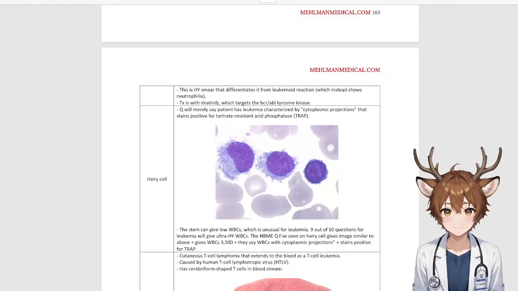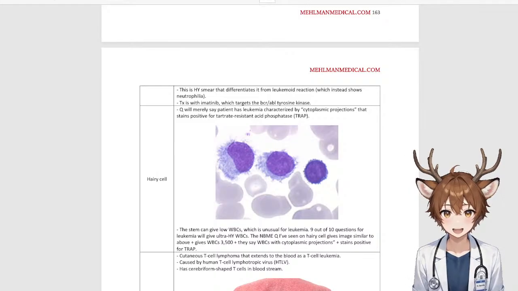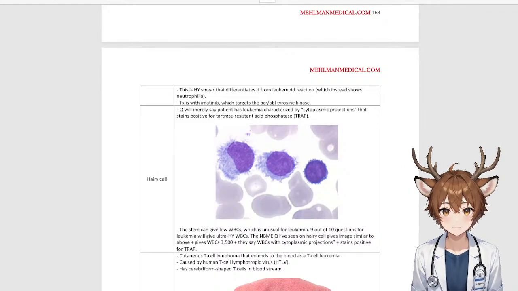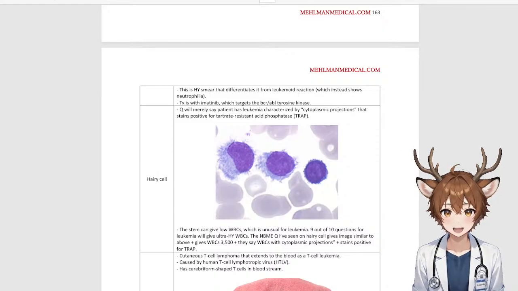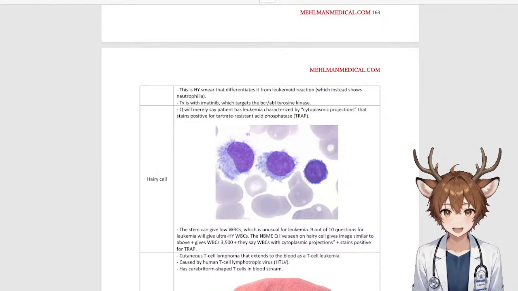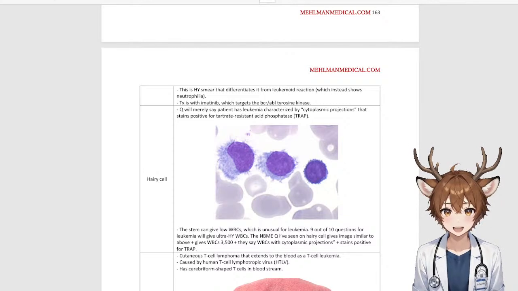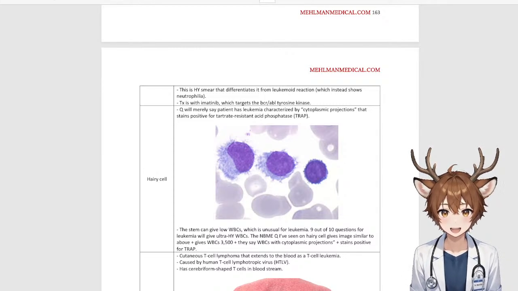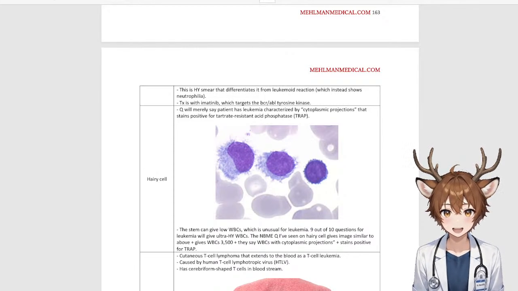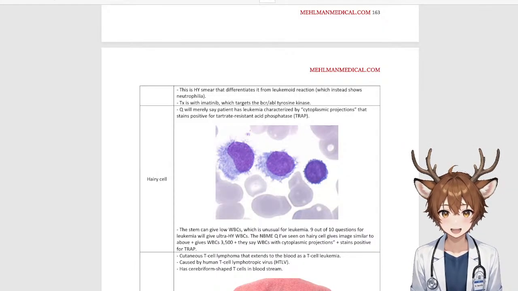Hairy cell. The question will merely say the patient has leukemia characterized by cytoplasmic projections that stains positive for tartrate-resistant acid phosphatase, TRAP. The stem will give you low white blood cells, which is unusual for leukemia. 9 out of 10 questions for leukemia will give ultra-high yield white blood cells. The NBME question I've seen on hairy cell gives an image similar to above, plus gives white blood cells 3,500 plus, they say white blood cells of cytoplasmic projections, plus stains positive for TRAP.